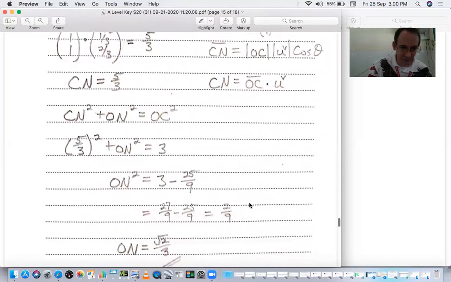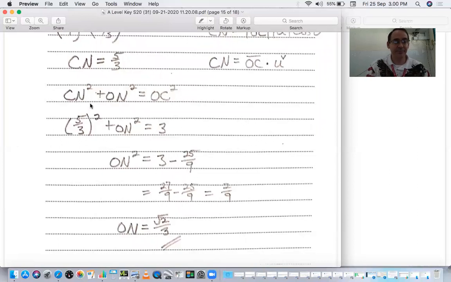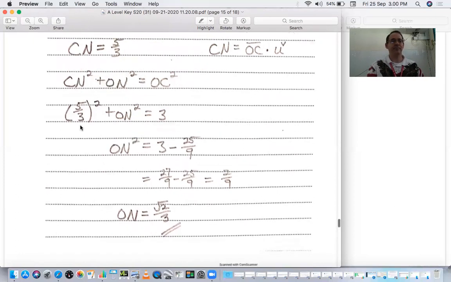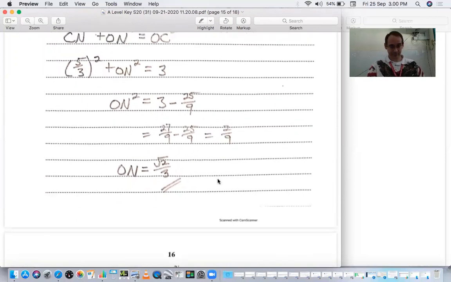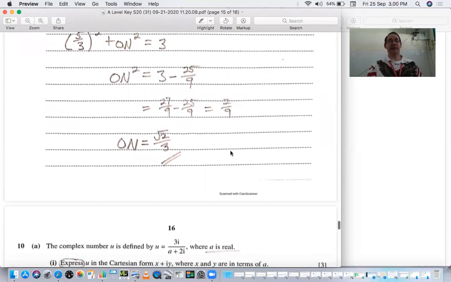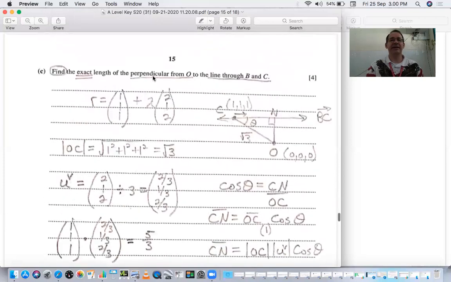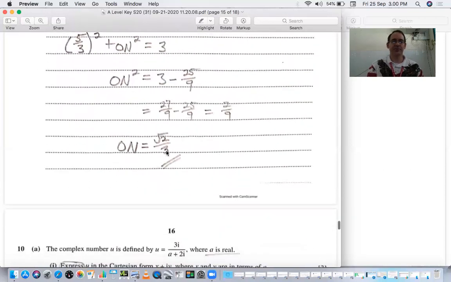Now all we have to do is use Pythagoras. So Cn squared plus On squared equals OC squared. OC remember is the hypotenuse. So Cn is 5/3 squared. Our OC, we already saw, is root 3, squared is then 3. So solving for ON, we get ON squared equals this. Square root both sides. ON equals root 2 over 3. Again, remember, it wants the exact length, so don't use decimals. Root 2 over 3.